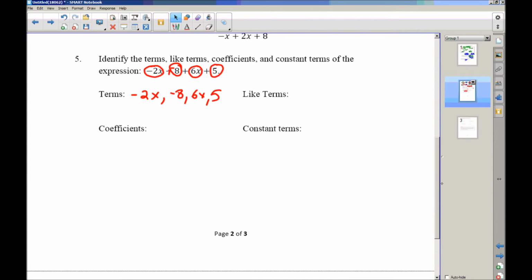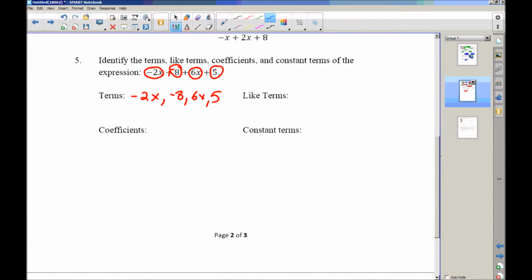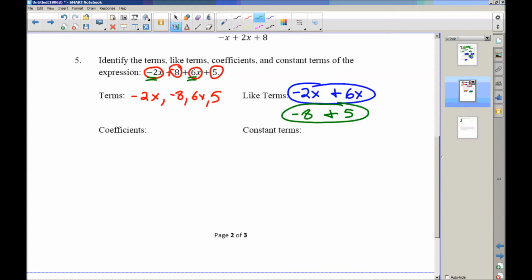Our like terms are the ones that could be added together. So the negative 2x and the 6x are like terms. That's one pair. And remember, constant terms can also be like terms. So the negative 8 and the 5 are my other pair of like terms. Okay. The coefficients are the numbers in front of the variable terms. So we have negative 2 and we have 6. So here are my coefficients. And the constant terms are the terms that have no variable parts. So that's negative 8 and 5.